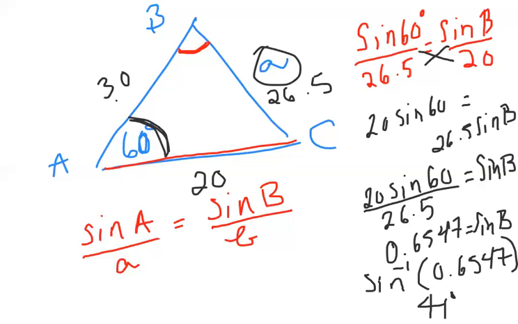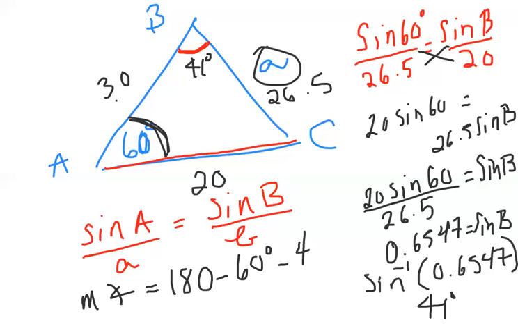Try it on your calculators, guys, okay? So this means angle B is 41 degrees. And now that you know angle B is 41 degrees, you can figure out the measure of angle C. The measure of angle C will be 180 minus the other two angles, which are 60 degrees and 41 degrees. So this will leave you with, let's see here, 79 degrees. Okay, guys? 79 degrees.